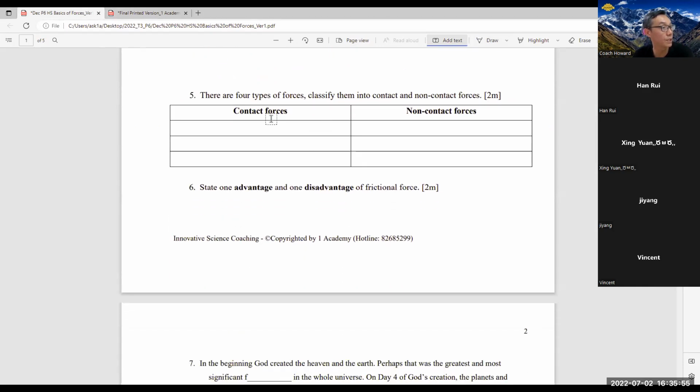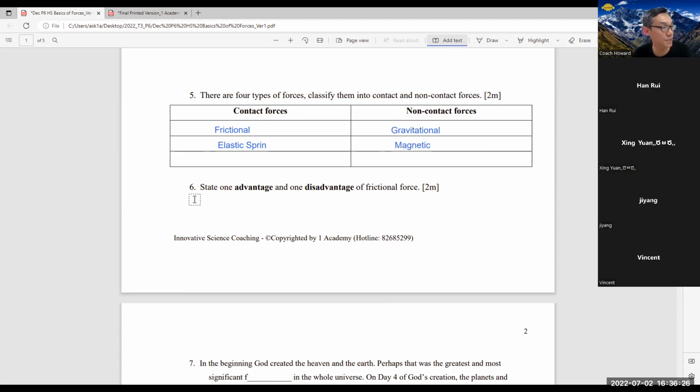Okay, name the types of contact forces and non-contact forces. Contact means they need to touch each other. So very simple, we have frictional force. We have elastic spring force. And non-contact is gravitational and magnetic. So just remember there are two contact and two non-contact forces.